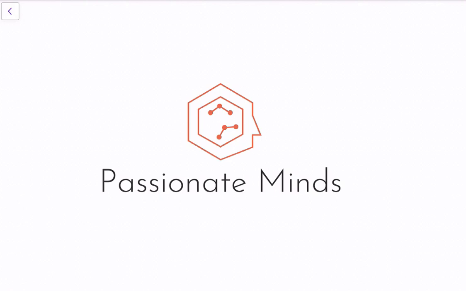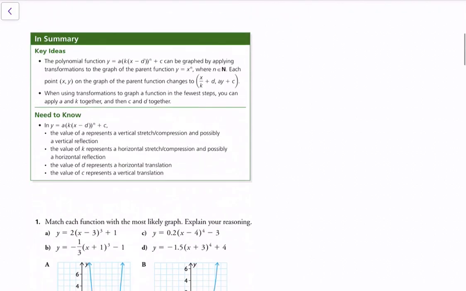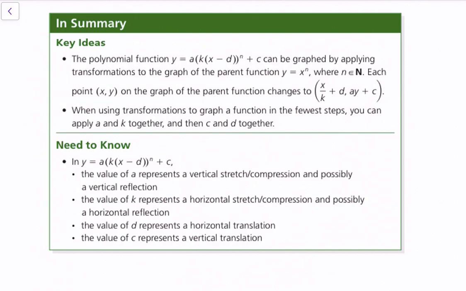MHF functions, section 3.4. Today we'll be discussing the transformations of cubic and quartic functions. So, a couple of key ideas. A polynomial function can be graphed by applying transformations to the graph of the parent function, and each point on the graph of the parent function has the following changes. This is a formula that you can use to apply the changes.